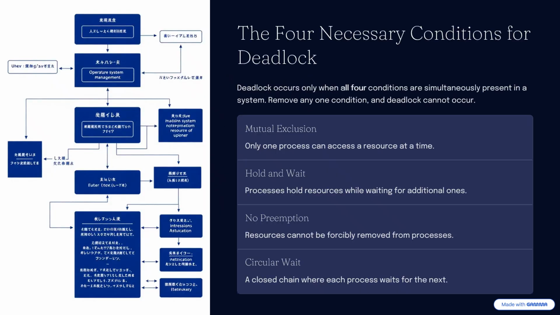For a deadlock to occur, four conditions must hold at the same time. First, mutual exclusion, only one process can access a resource at once. Second, hold and wait, a process holds one resource and waits for another. Third, no preemption, resources cannot be forcibly taken away. And finally, circular wait, processes form a cycle where each waits for the next.